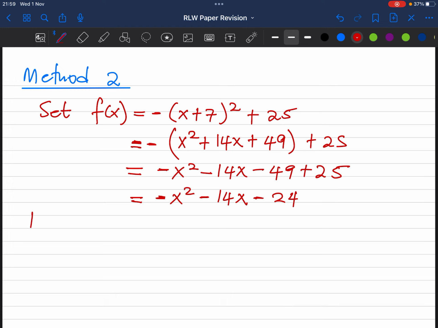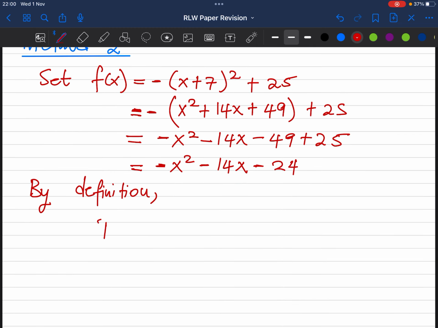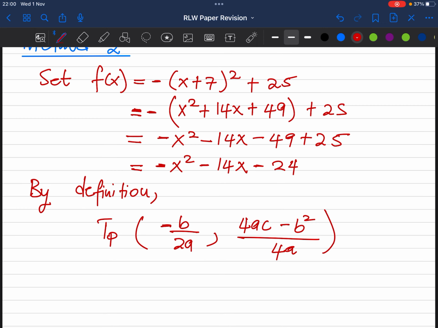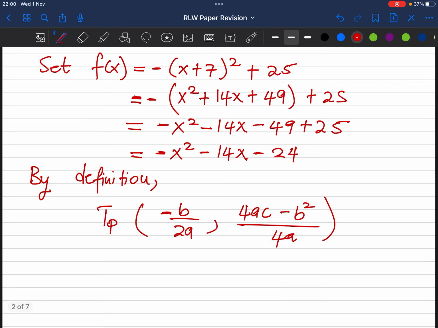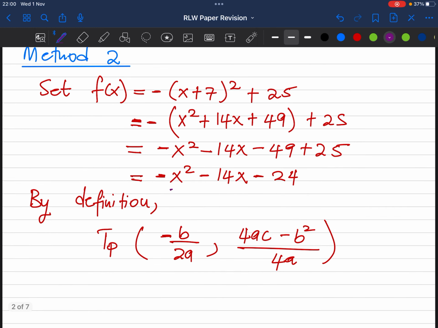So I'm going to write, by definition, I know that my turning point is defined as negative b over 2a, then 4ac minus b squared over 4a. So this is the definition of your turning point. Now this is your a, this is your b, and that's your c there.